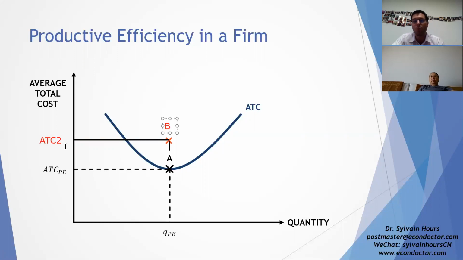So basically, if you want to achieve productive efficiency, if you are a firm, there are three things that you need to do. You need to produce this quantity of output, QPE, which is the one that minimizes your average total cost curve. You need to make sure that all your factors of production are used to their full potential. And you need to make sure that you combine your factors of production in the best possible way, that you have the best possible combination of capital and labor, for example. So this is a bit more advanced.